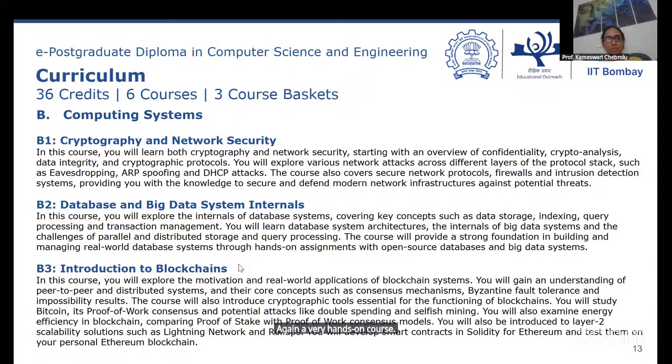So systems in general, all these three courses will be not just theory, but they will also give you a good idea of how to build some of these things in a hands-on manner. So that is it, I think, from my end.